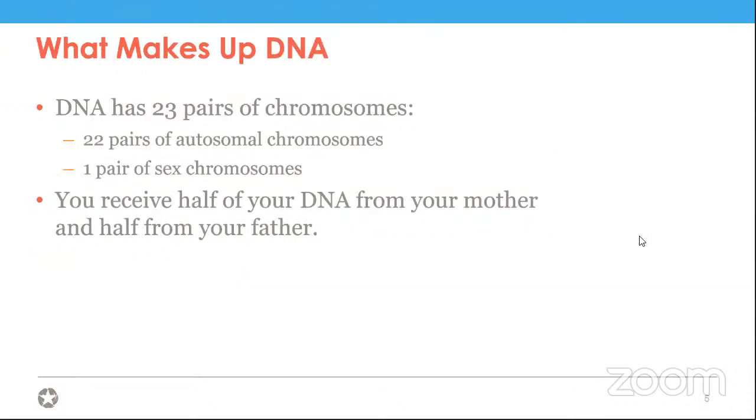So what makes up DNA? DNA has 23 pairs of chromosomes: 22 pairs of autosomal chromosomes, and 1 pair of sex chromosomes. You receive half of your DNA from your mother and half from your father. Each set of DNA also contains the inherited DNA from their parents and their parents' parents, and so on.